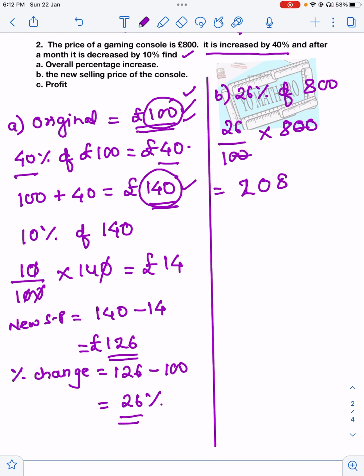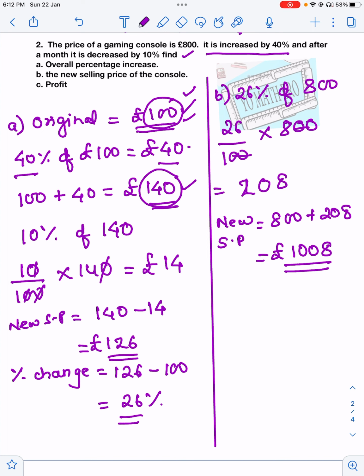So now my new selling price, new SP, is equal to 800 plus 208, which gives me £1008. And that is how I got the new price.